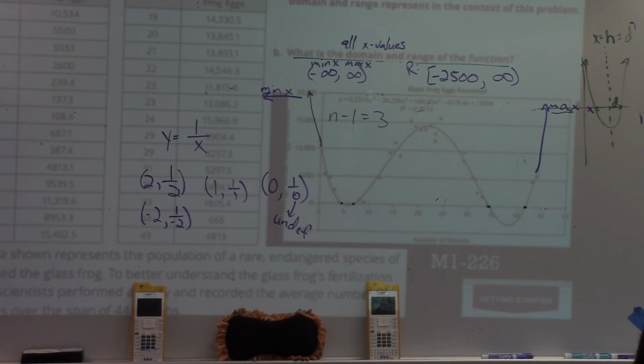So Lily said she thinks the range is negative 2,500 to infinity. Can anyone add on to or push back on that? Nobody? Okay, Tracy, when we say range, what do we mean? All the way back. All the y values, right?